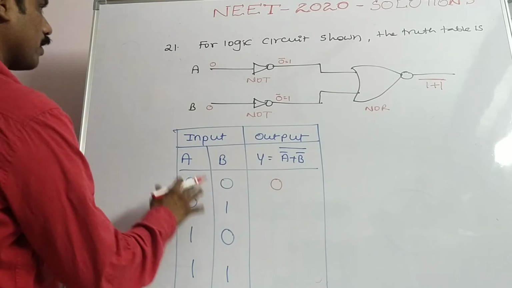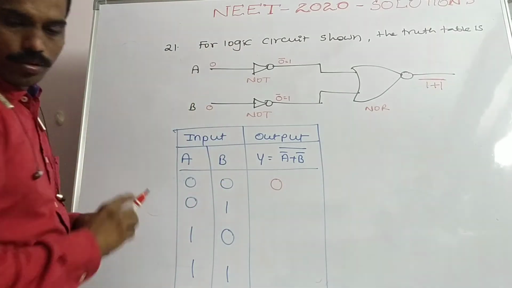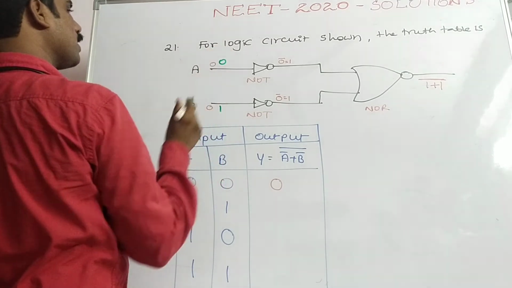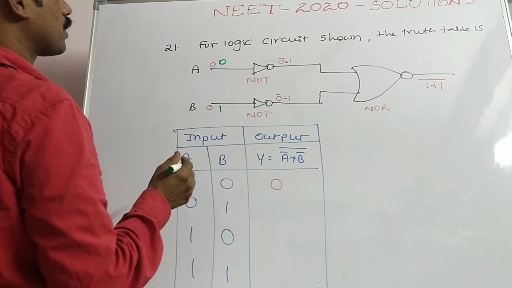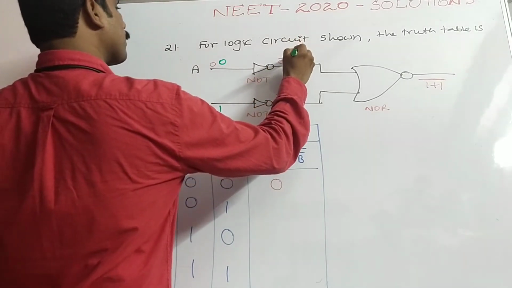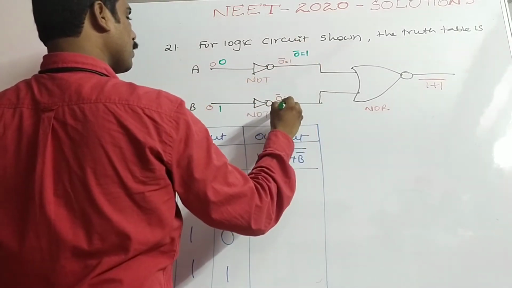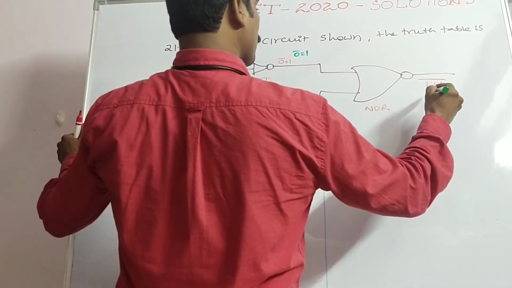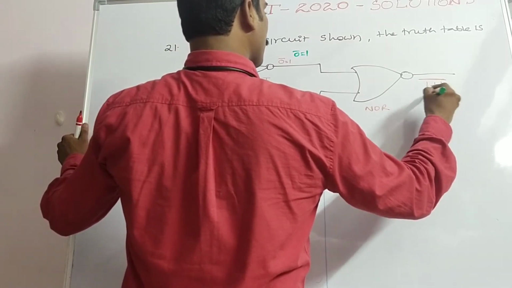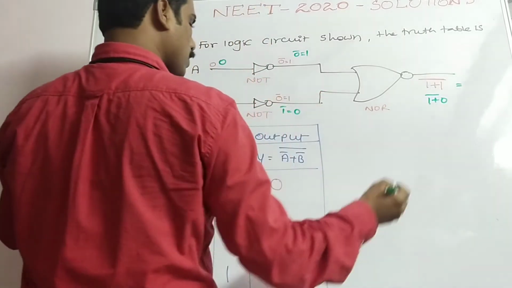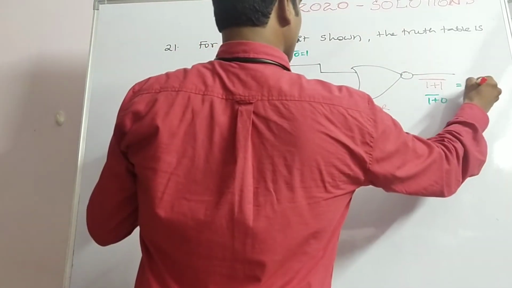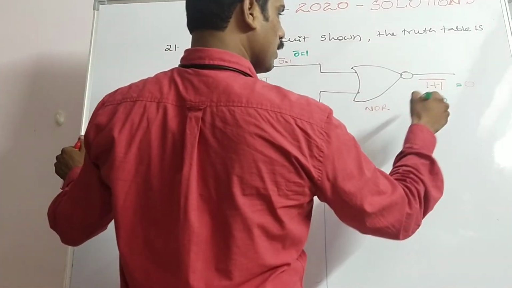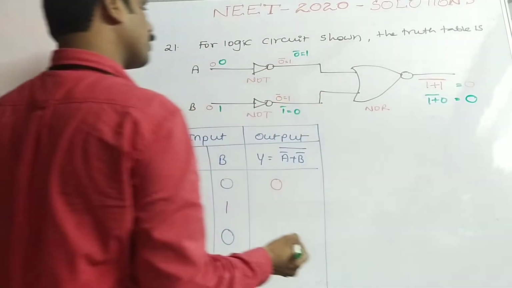Next, given 0, 1. If 0 and 1 is given, the output becomes 0 bar equal to 1, and 1 bar equal to 0. Here for that second one, the output will be 1 plus 0 bar, which is equal to 0. Now 1 plus 0 bar, 1 bar, that is also 0.